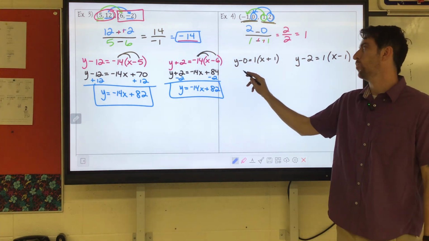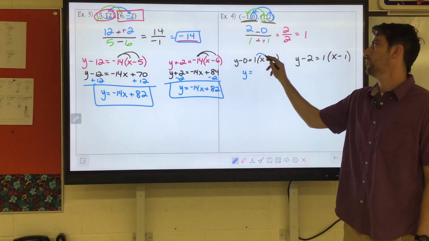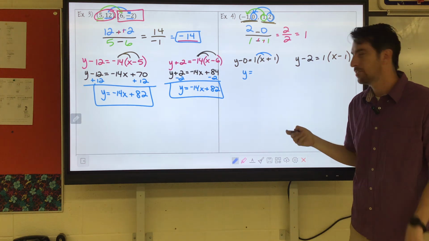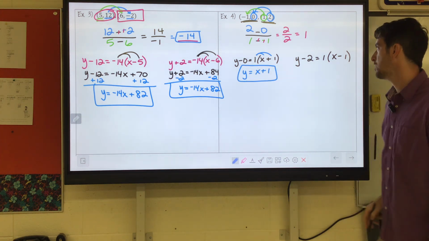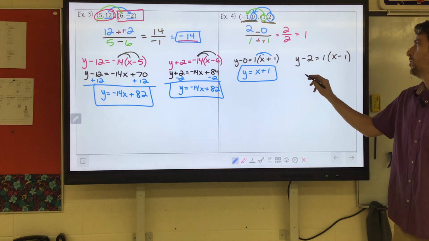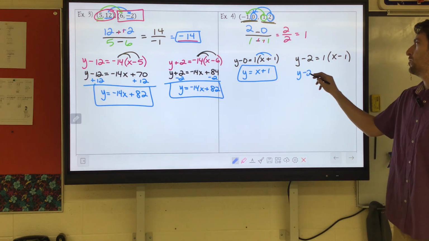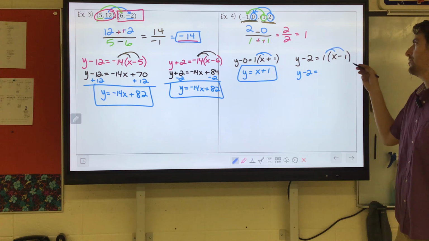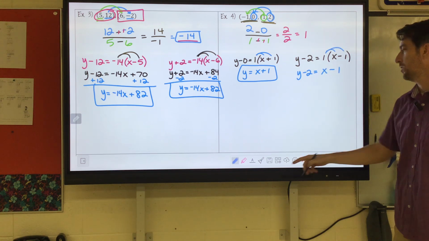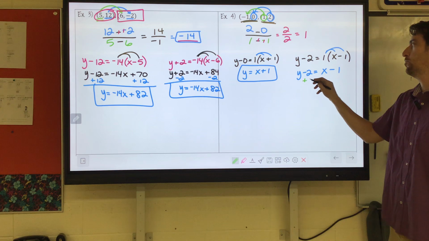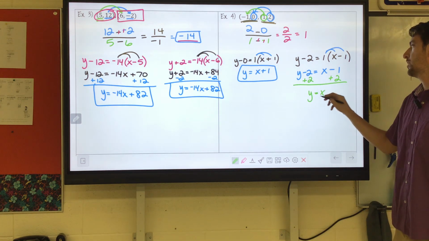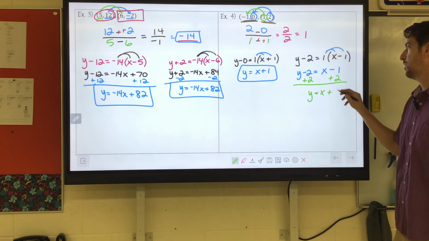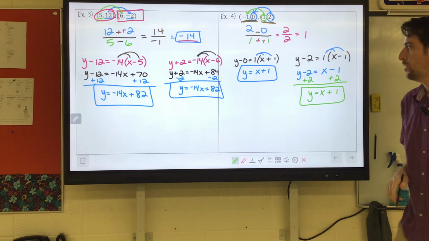Y minus 0 is just y. If we distribute the 1, if you multiply by 1, it stays the same, so it would just be x plus 1. Woo, I hope that's what this one works out to. Y minus 2 equals, again, if we distribute the 1, it just remains the same, x minus 1. Now we have to get rid of -2 by adding 2 to both sides. Y equals x, and then -1 plus 2 is +1. X plus 1, x plus 1. Holy cow, we did it.